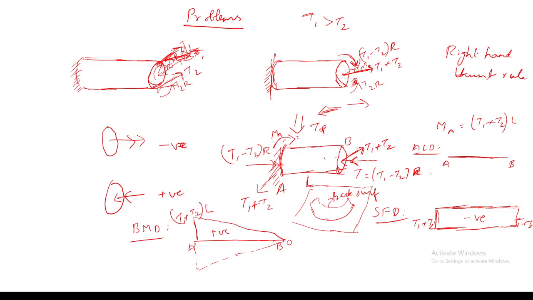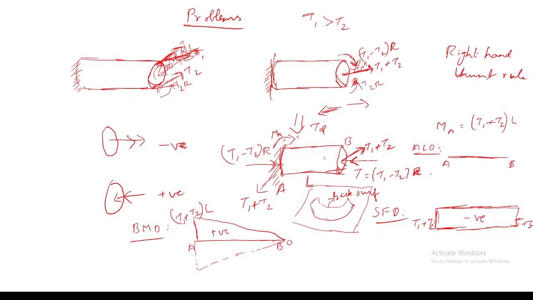Yes, sir. So based on that, I am finding out the reactions at the fixed end. Due to this shear load, I will get a shear reaction at point A, or at the cross section A. And due to this twisting couple T1 minus T2 into R, I will get a torsion reaction at point A, as well as, due to this shear load at point B, a bending moment equal to T1 plus T2 into L at point A.